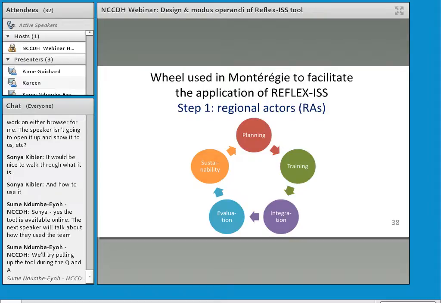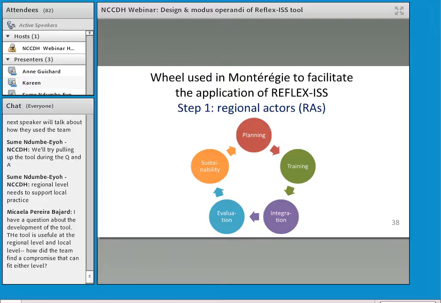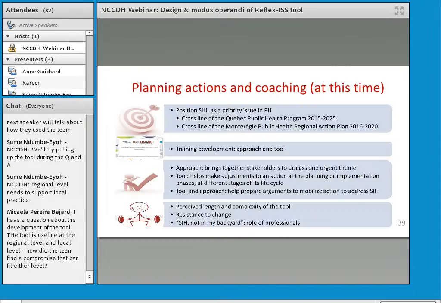So we have to be convinced and equipped at the regional level to be able to do this pairing with the local level. So step number one was really to try to facilitate the application of the Reflex-ISS. And we did it in different phases. So we plan, we train, we try to integrate, we want to evaluate, and we want to see how we can do it for a certain sustainability of the tool and the knowledge.